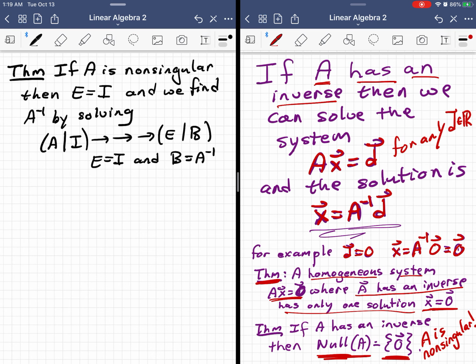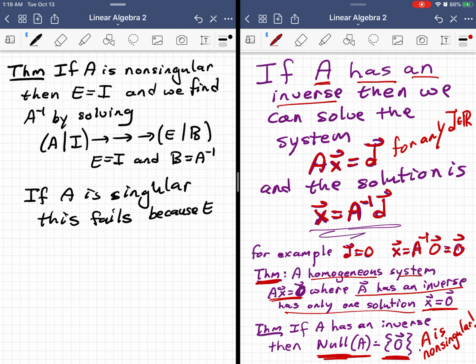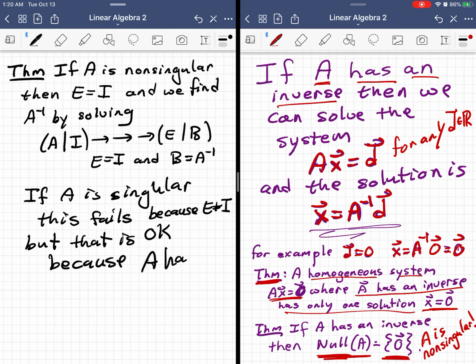Okay? But if A is singular, this fails because E is not equal to I, but that is okay because A has no inverse. Okay? It has no inverse. It's okay because A has no inverse.